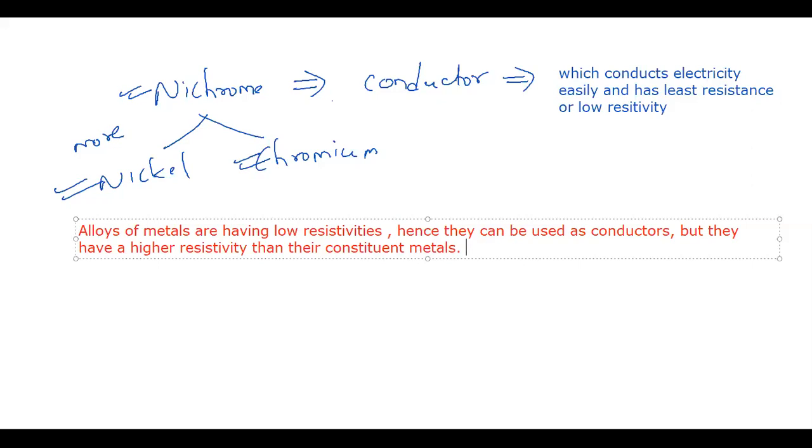So yes, you are right that nichrome is a material with a low resistivity. It can be used as a conductor. Alloys we say are having low resistivities, hence they are used as conductors, but they have a higher resistivity than their constituent metals. And what is one more property of alloys?